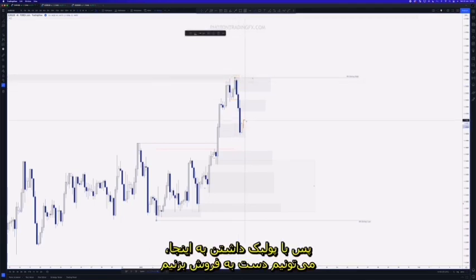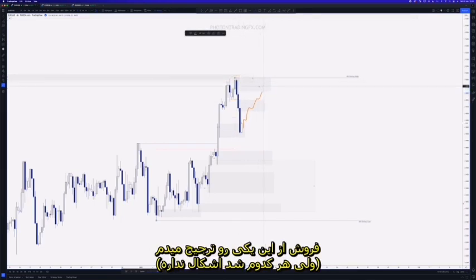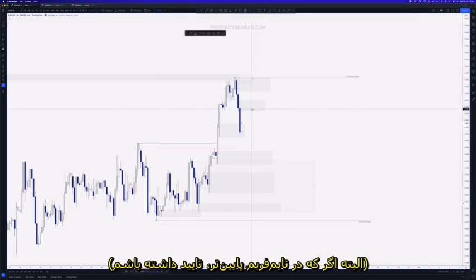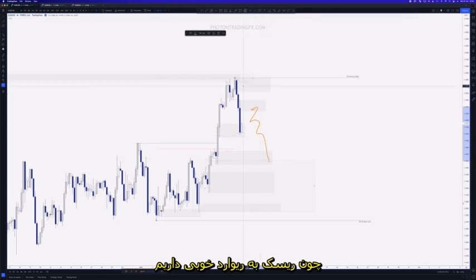So we are going to get a bit of a pullback from here, and we're going to sell, right? I prefer really to sell from this one than this one, but I'm happy to sell from both, right? If I get my lower time frame confirmations, etc., because the risk to reward is decent.